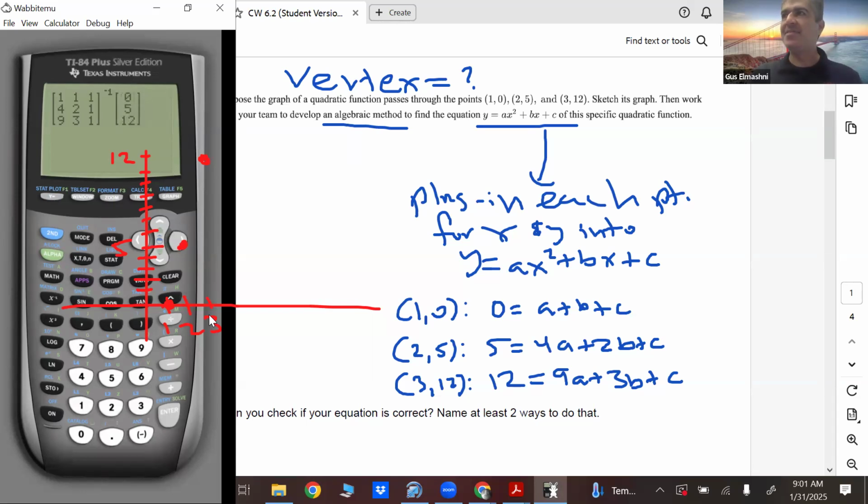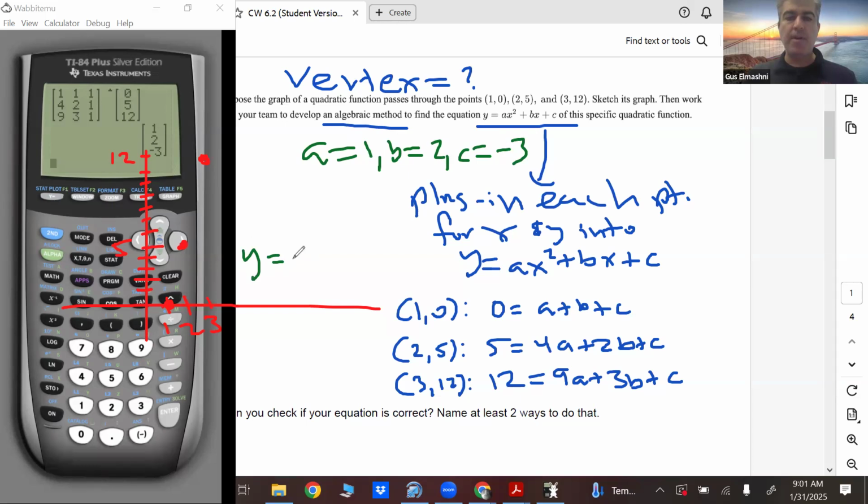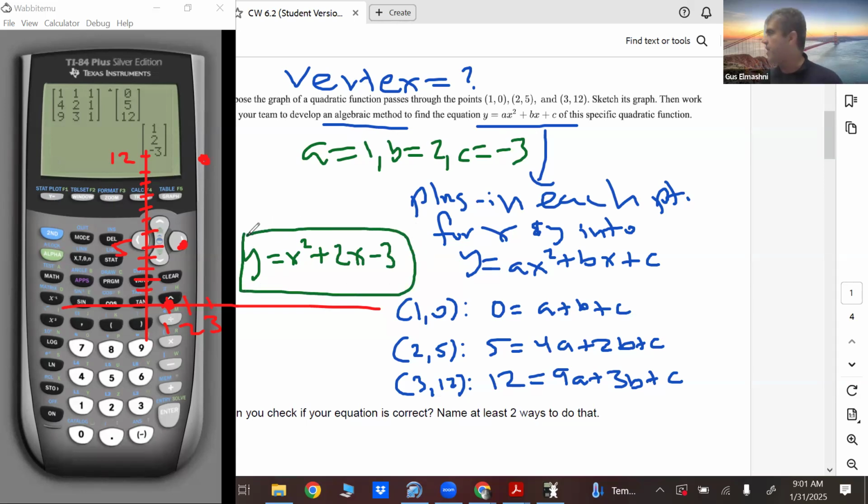All right, guys, let me finish. Thank you. All right, these are my constants: 1, 2, and -3. So by doing that, A is 1, B is 2. Perfect. So let me switch colors here. So A is 1, B is 2. So this really saves a lot of time. So the equation is going to be y equals x squared plus 2x minus 3. There we go. That's your equation.